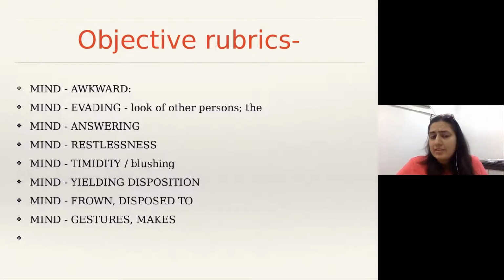Again, in the mind section, there is answering, how the patient talks. There's a rubric answering dictatorially, answering snappishly, answering in a very uncivil manner, with remedies like license, restlessness, timidity, yielding, frown disposed to, like nux vomica. You have remedies like natrum muriaticum, lycopodium.